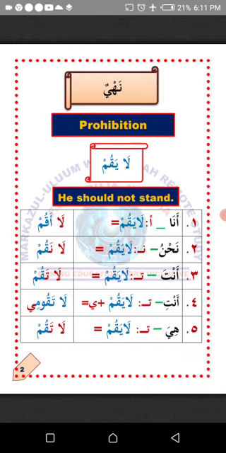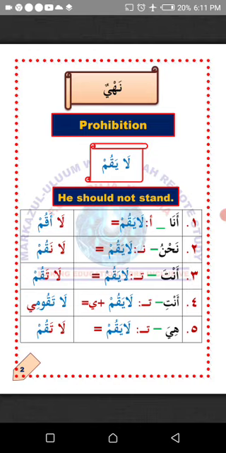La yakum simply means he should not stand, and he in Arabic is huwa, being the opposite of here, she. So how do we now change the verb la yakum to suit the following pronouns? Wahid, number one, ana, I. All you need to do is to detach ya'un and attach alifun. So the verb la yakum will now become la akum, which means I should not stand.